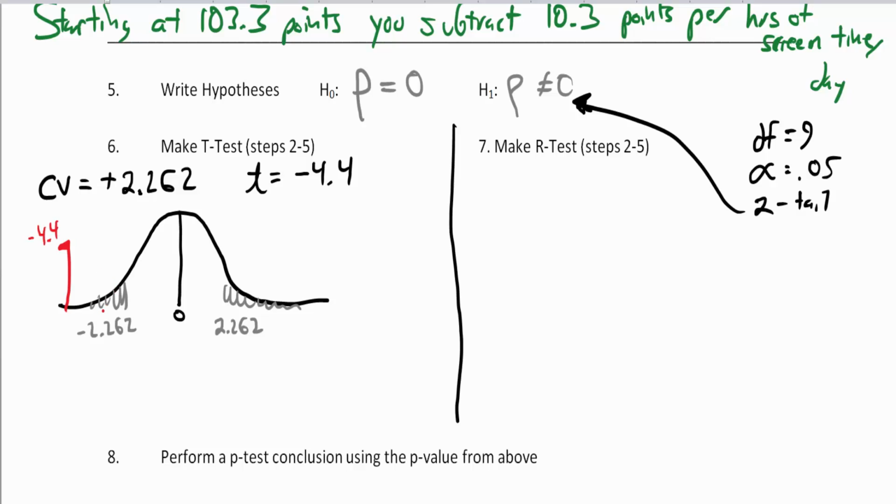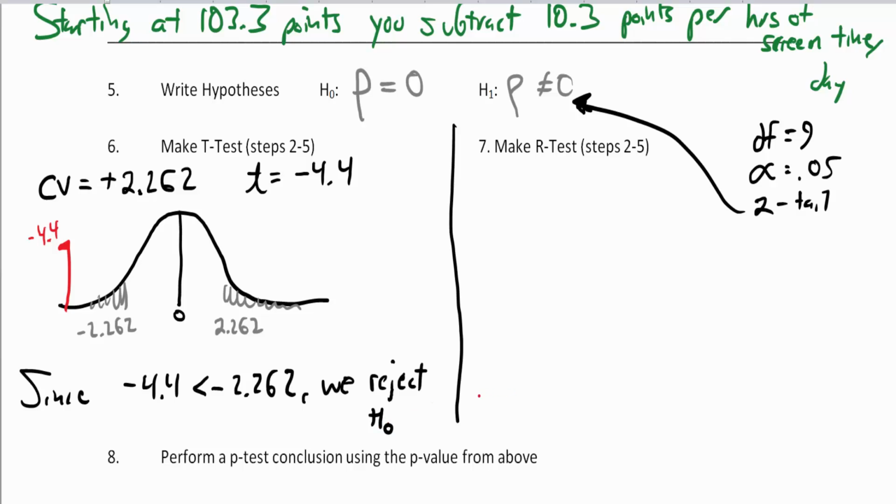Negative 4.4. So, ladies and gentlemen, what this means is that we get to reject the null hypothesis since negative 4.4 is less than negative 2.262. Be sure that your inequalities are in the correct order. You could have also written negative 2.262 is greater than negative 4.4. We reject the null hypothesis.